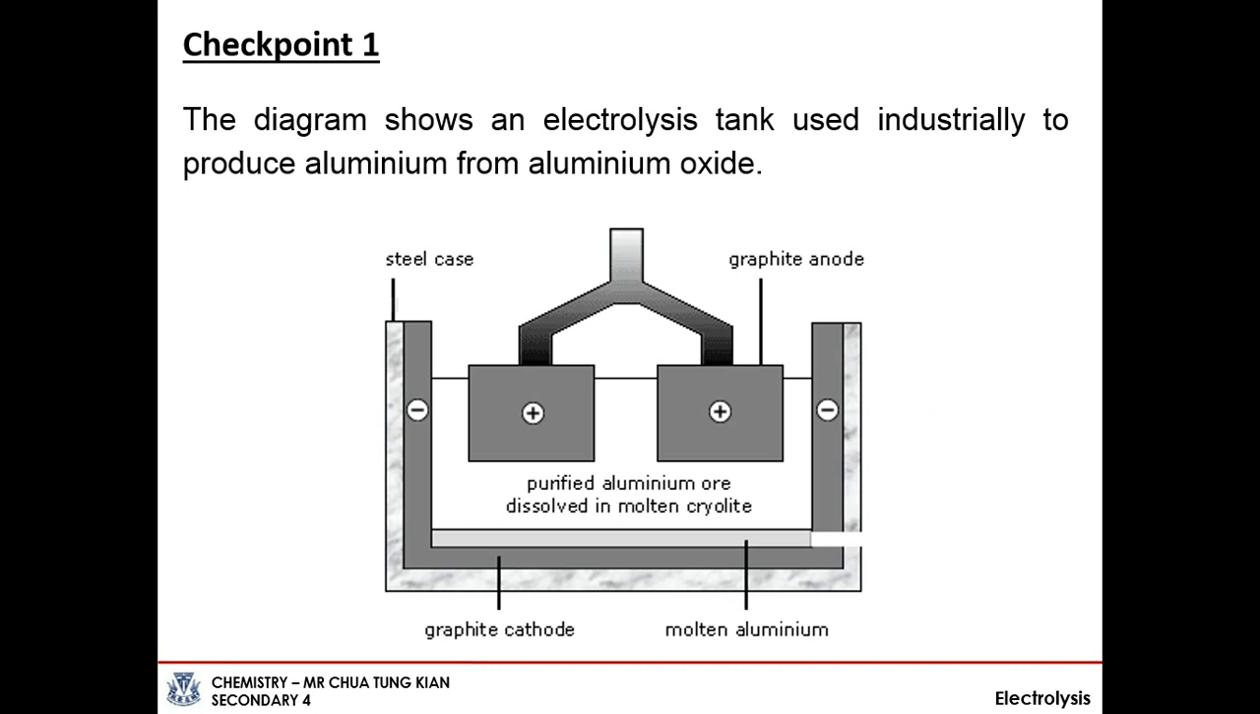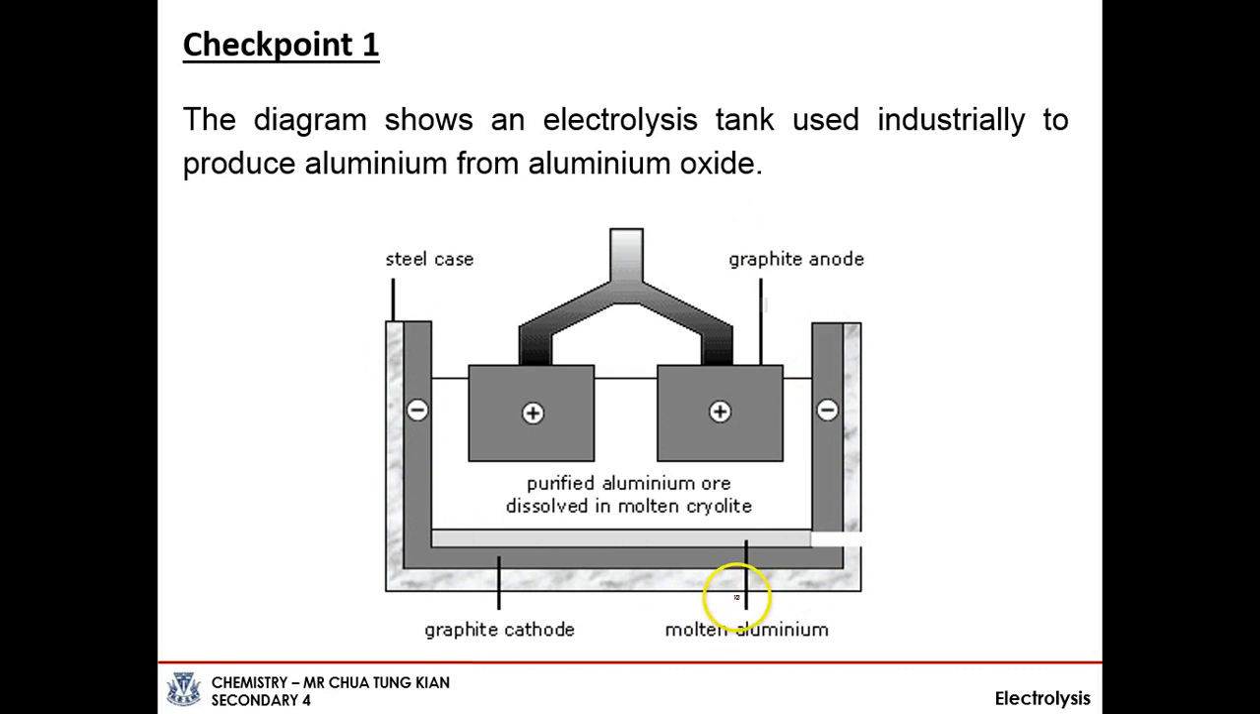Alright, so what you see here is an electrolysis tank used industrially to produce aluminium from aluminium oxide. Long time ago, this used to be in syllabus, but it is out now. But this still makes for an interesting question. So as you can see, if you analyze this question, there are a few things that are unique here. You notice that there's the electrode. The anode is actually here, 2 big blocks of graphite anode, and over here the graphite cathode lines the vessel. It lines the electrolytic vessel.